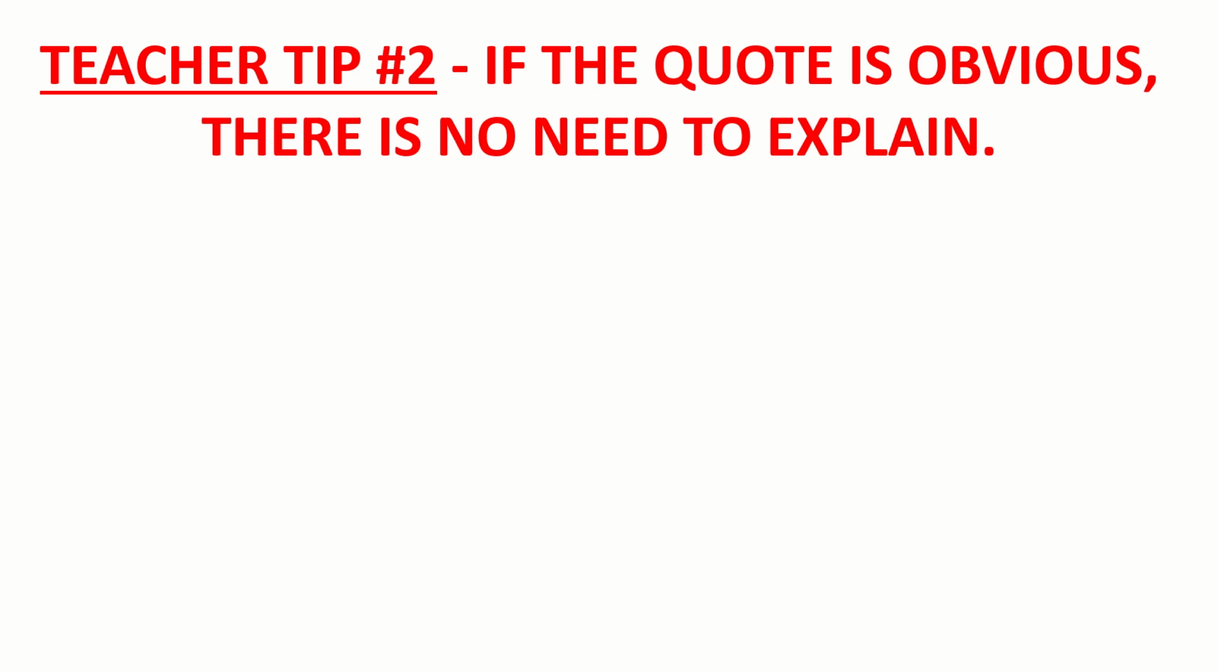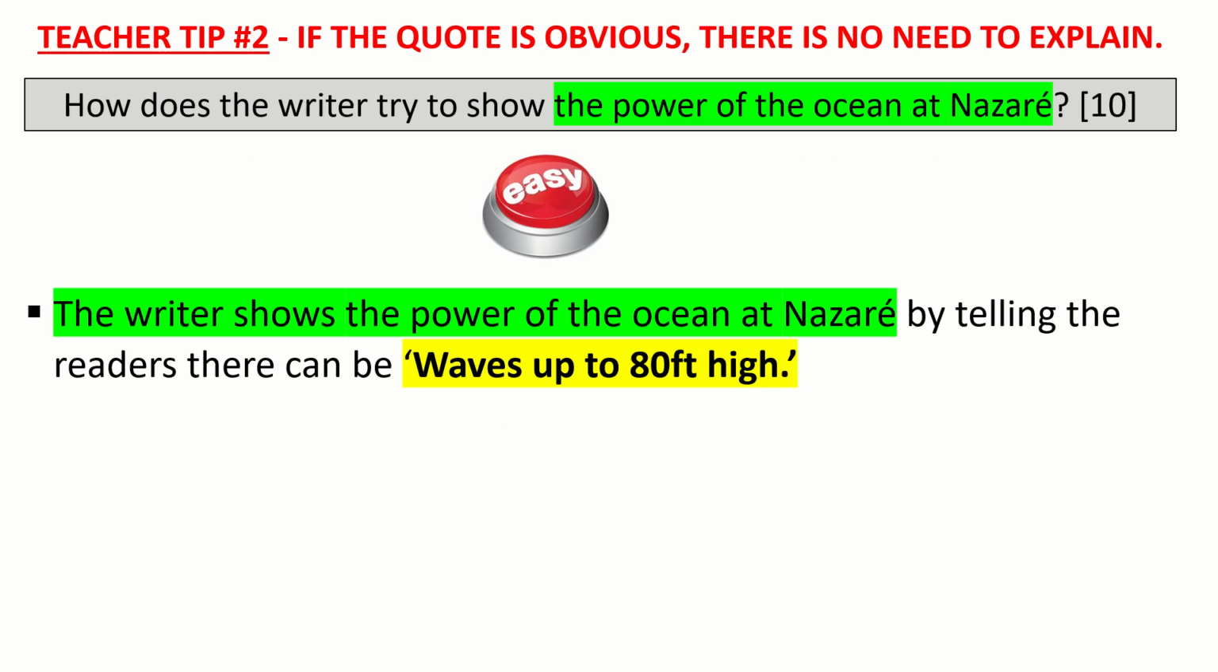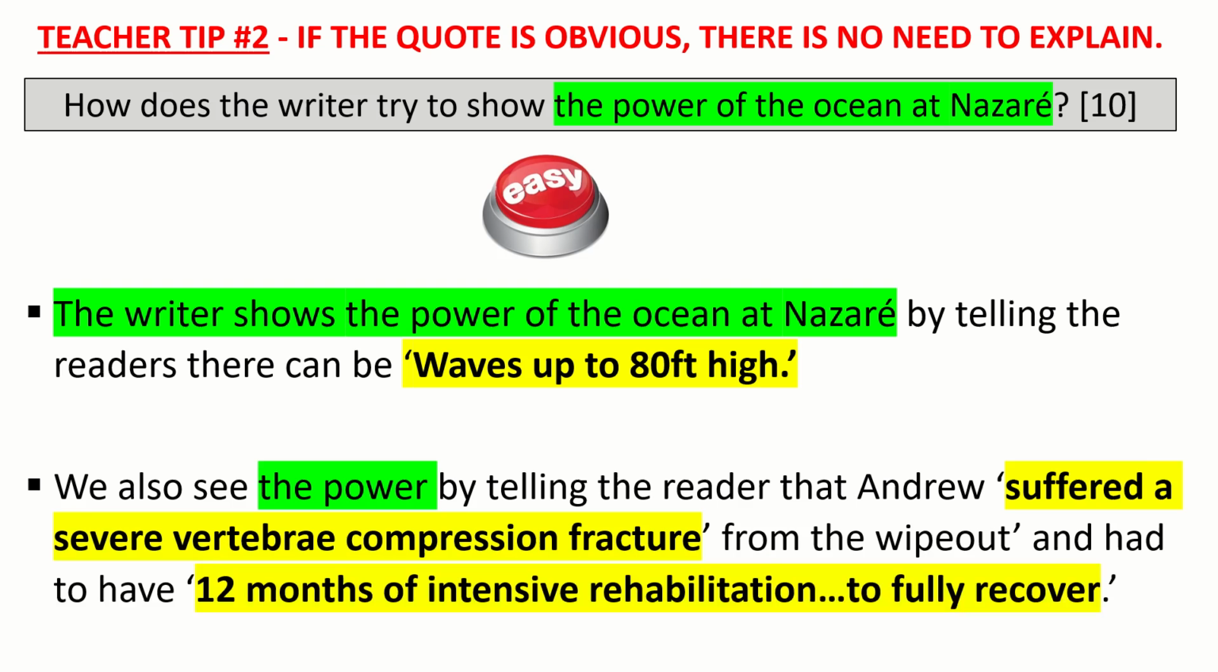So, to show an example of an easy one, I put, the writer shows the power of the ocean by telling the readers there are waves up to 80 foot high. Remember, I won't get a mark for just saying the yellow bit. I've got to give my question as well. I've got to embed it, and I've put 2 quotes here together because they're similar. We also see the power by telling the reader that Andrew suffered a severe vertebrae compression fracture from the wipeout and had to have 12 months of intense rehabilitation to fully recover.